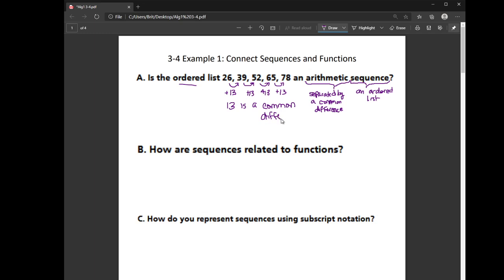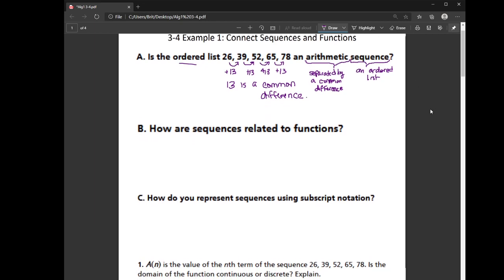So there's some vocabulary for you. Now, to tell if it's an arithmetic sequence, it always has to be by 13. I can't jump at different values every single time. I can't do 13, 13, 13, and then my last jump be a 5 or something like that. Then it wouldn't be arithmetic. To be arithmetic, you have to add or subtract by the same amount every single time.